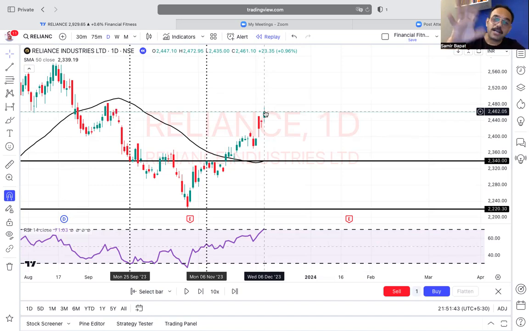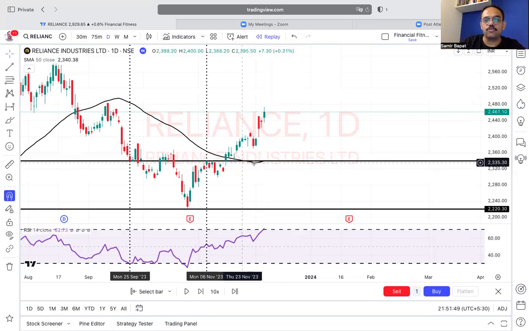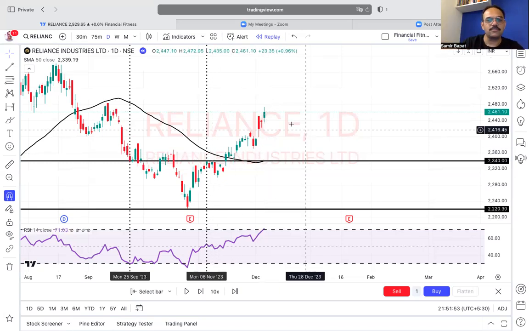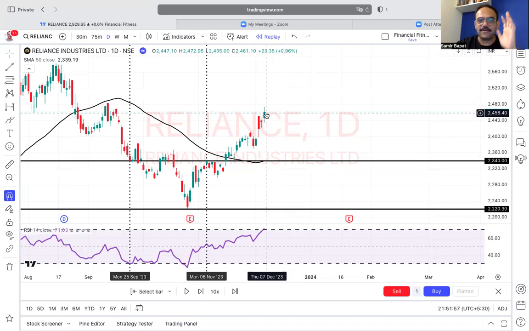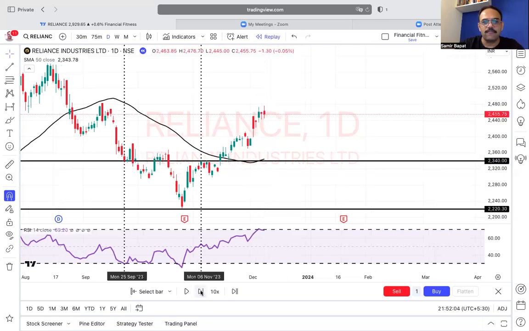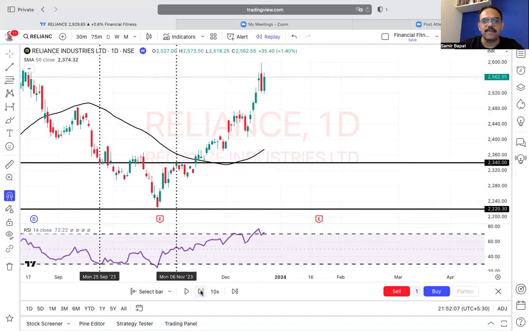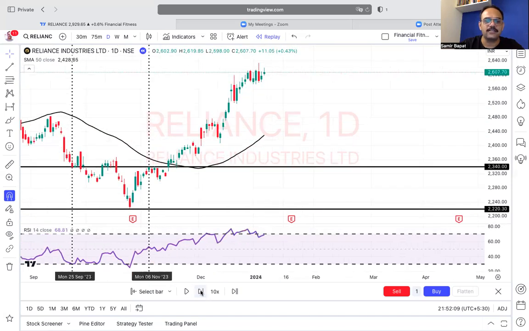Now, what happens to the remaining 5? When will I sell them? The remaining 5, I will sell when it closes below this 50-day moving average. So 5 shares I have sold. Now the remaining 5 I'll sell only when it closes below this 50-day moving average. So I will wait for it to close below the 50-day moving average. So let us see.